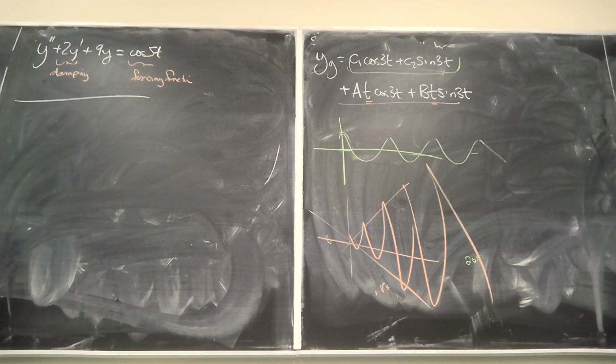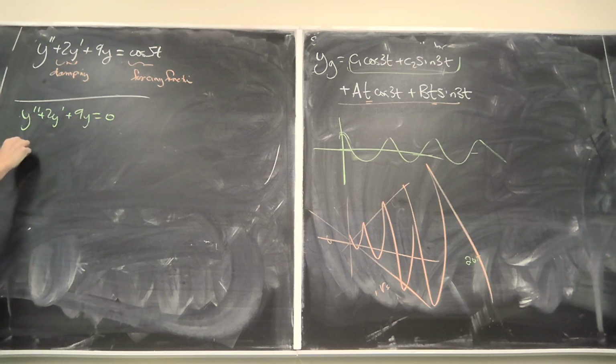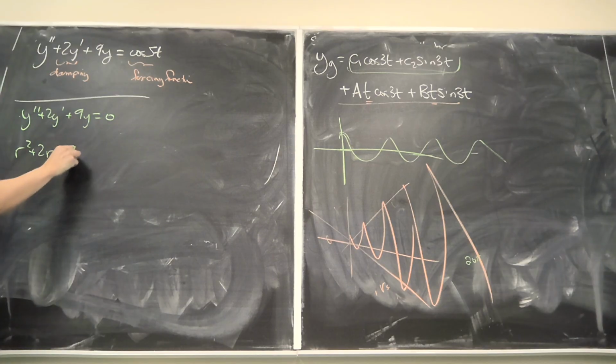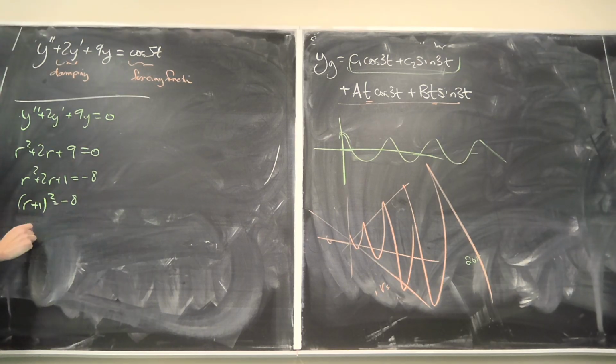If you write this down, we're going to solve y'' + 2y' + 9y = 0. So r^2 + 2r + 9 = 0. So r^2 + 2r + 1 = -8. So (r+1)^2 = -8. And so r = -1 ± sqrt(8)i. You don't have to do it this way. I'm just doing it because I like completing the square.